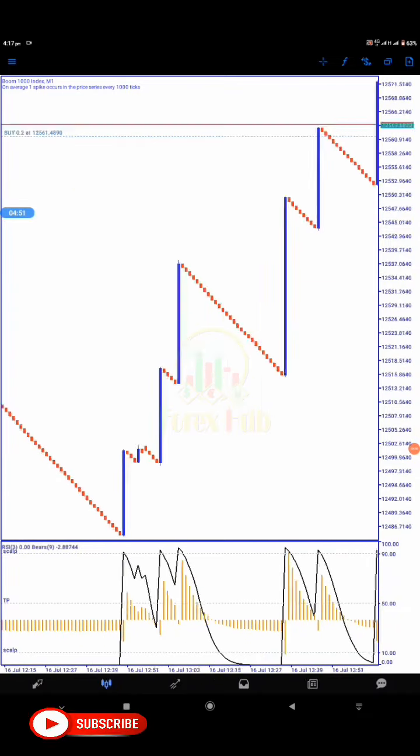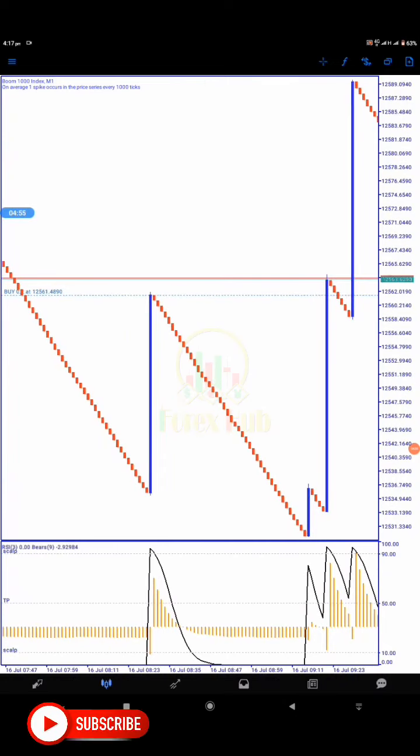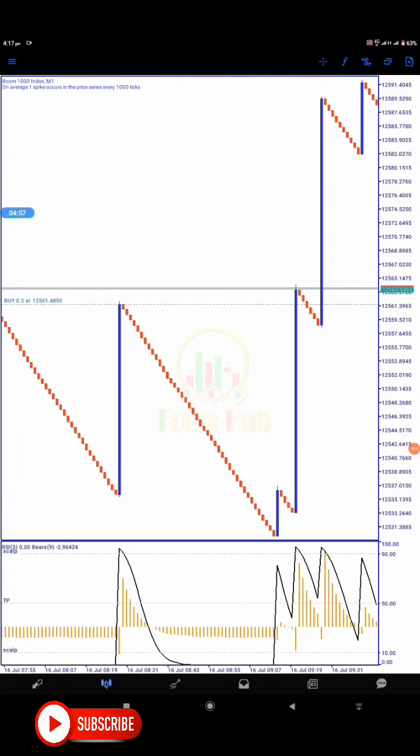So let's go back in time to test and see. This is a confirmed signal right here. As you can see, they both touch at the level 90. And this is it right here. You take 5 candles.